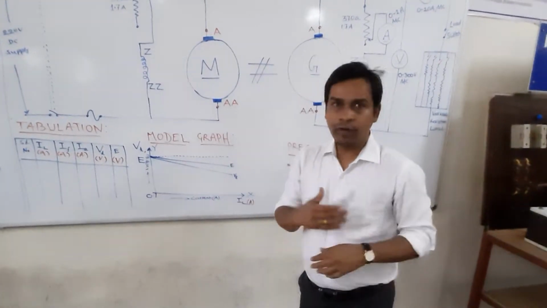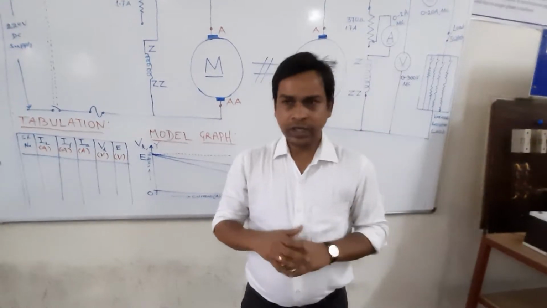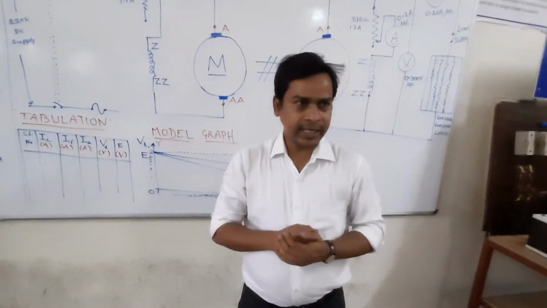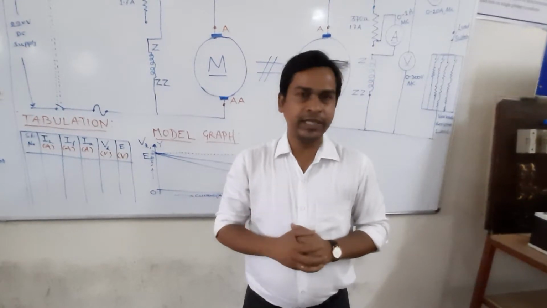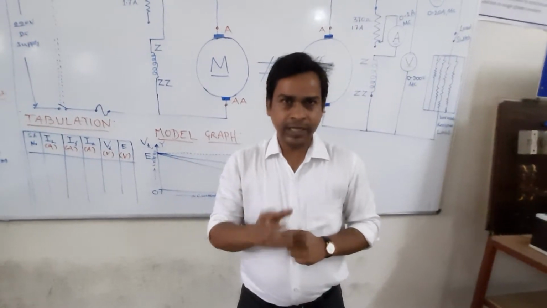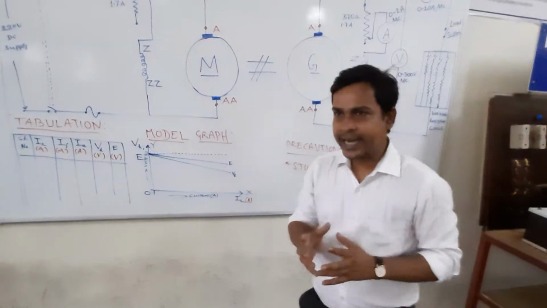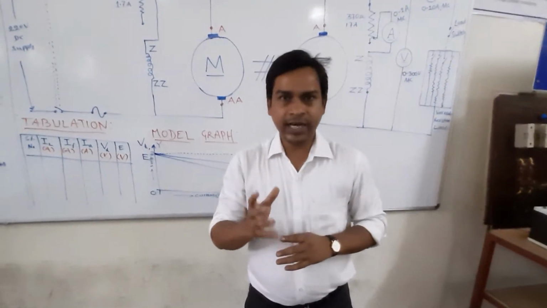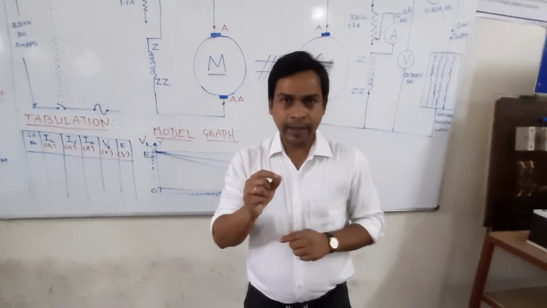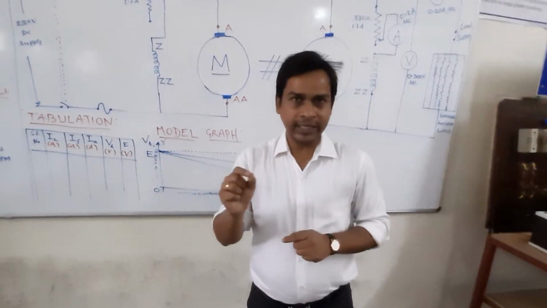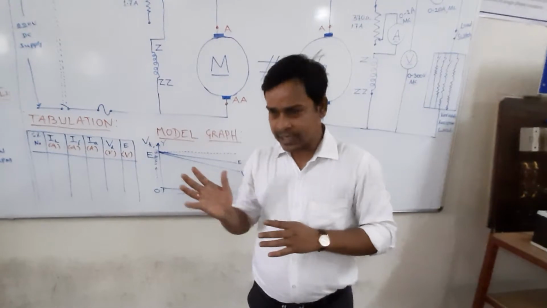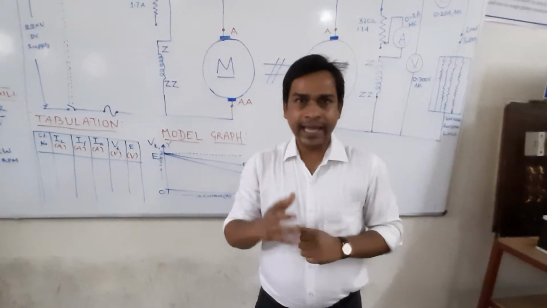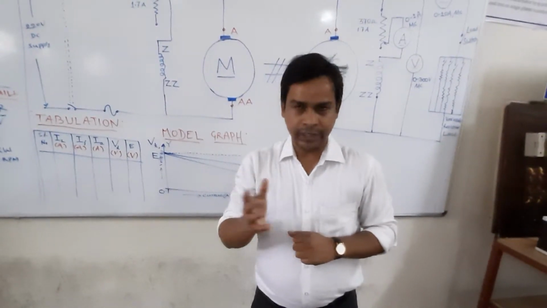Now what kind of information are we going to get? To understand that, we have to go back to the basics of a DC generator. The purpose of a DC generator is to generate electrical power at constant voltage. Please remember this one, at constant voltage. That thing is very important. The purpose of an electrical generator is to supply electrical power at constant voltage.